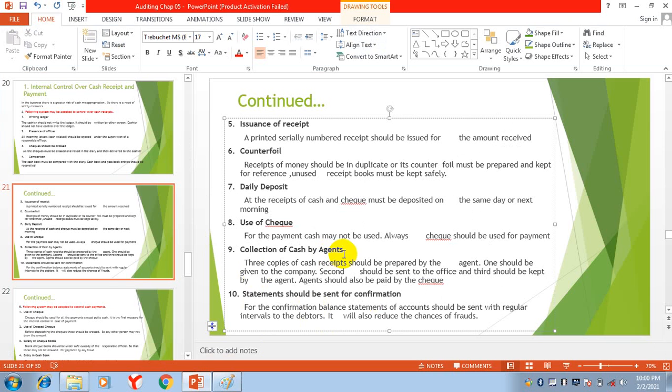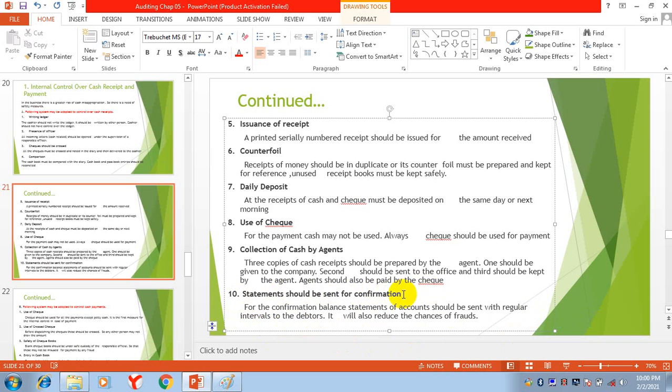So 3 carbon copies. Statements should be sent for confirmation. For the confirmation, balance statements of accounts should be sent at regular intervals to the debtors. Mostly what companies are doing is that when they make something, they send it to the debtors. It will also reduce the chance of fraud. So there will be no chance of fraud.